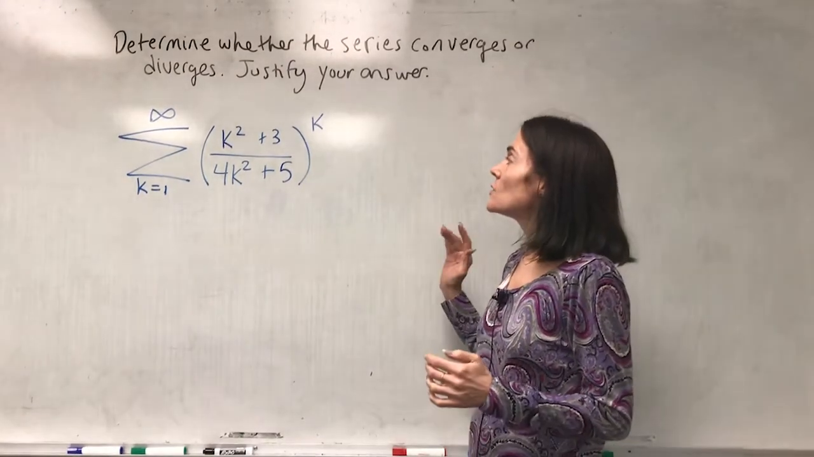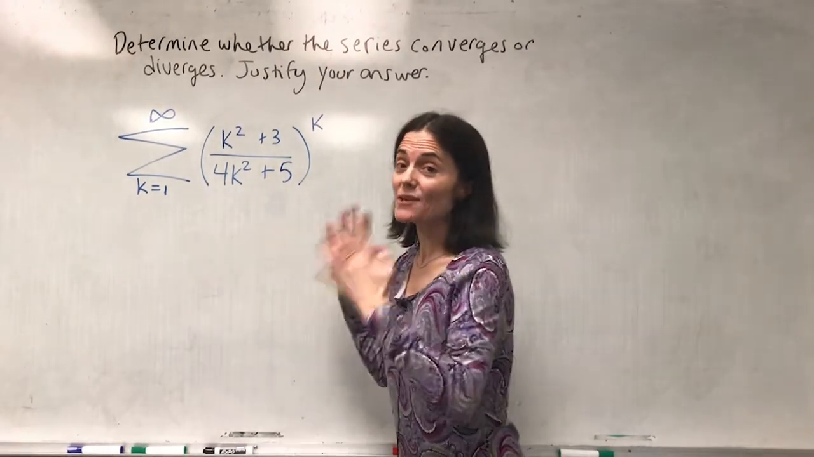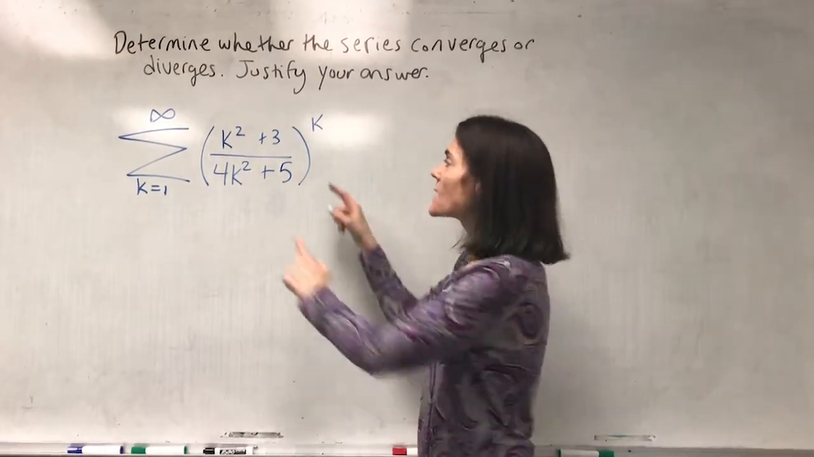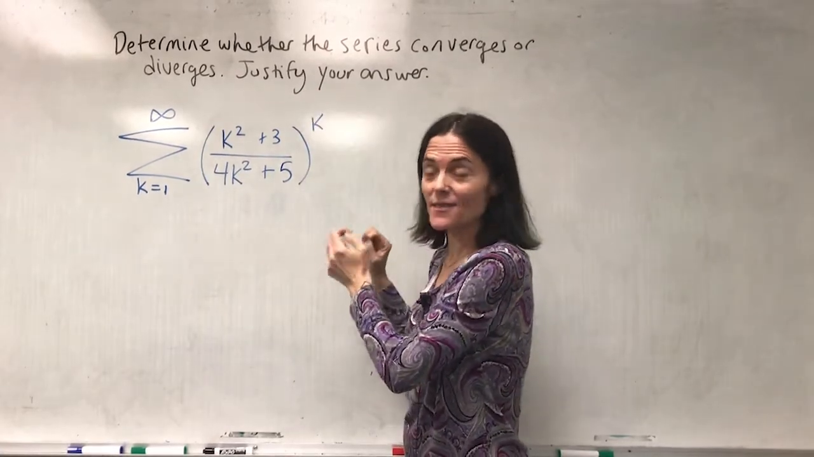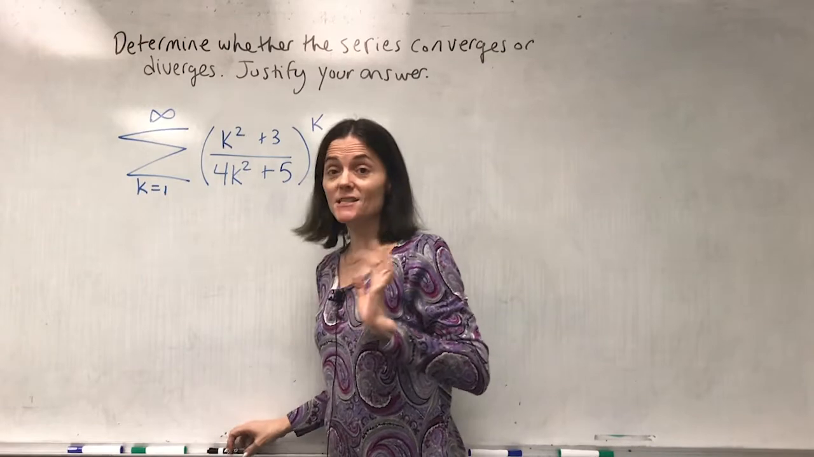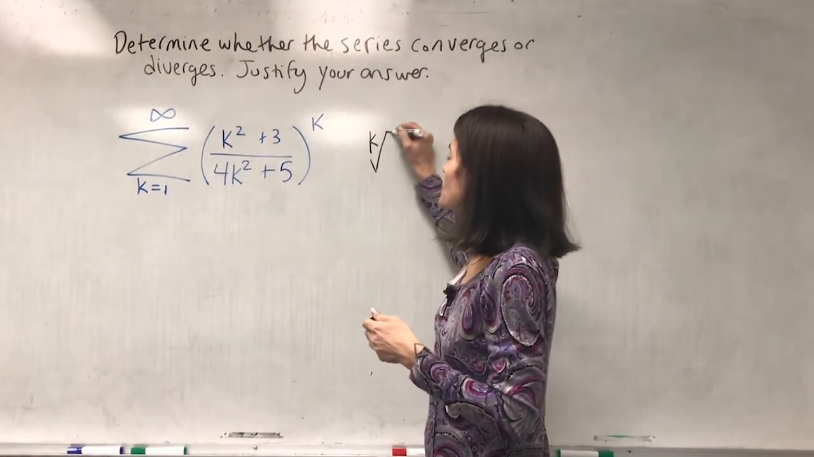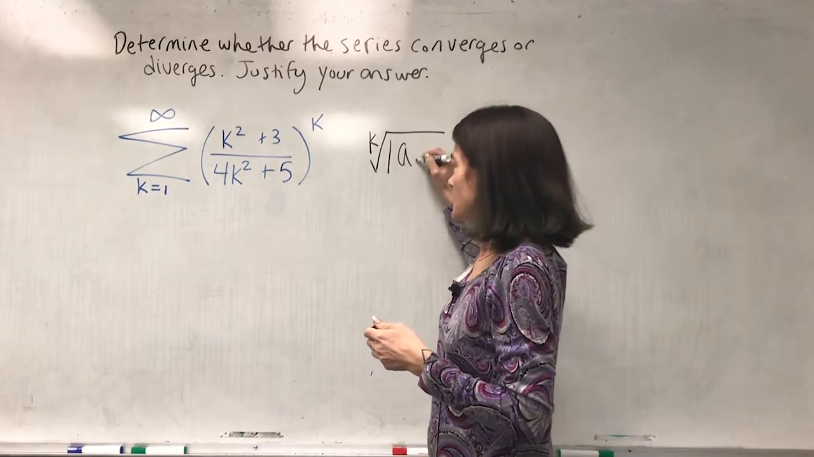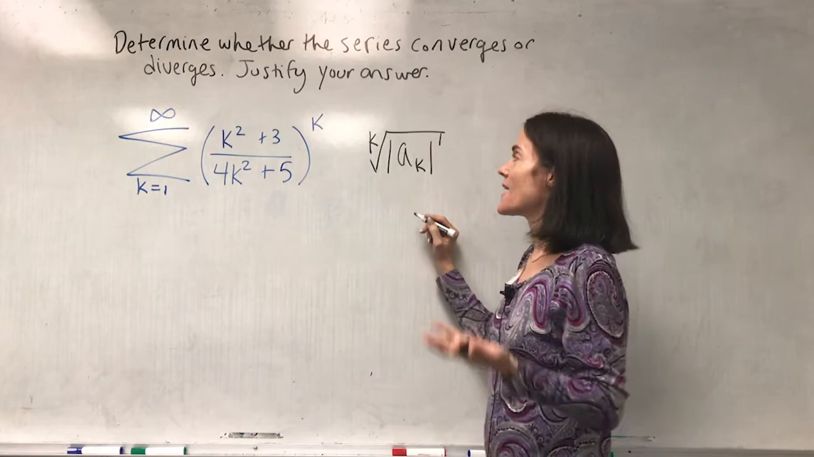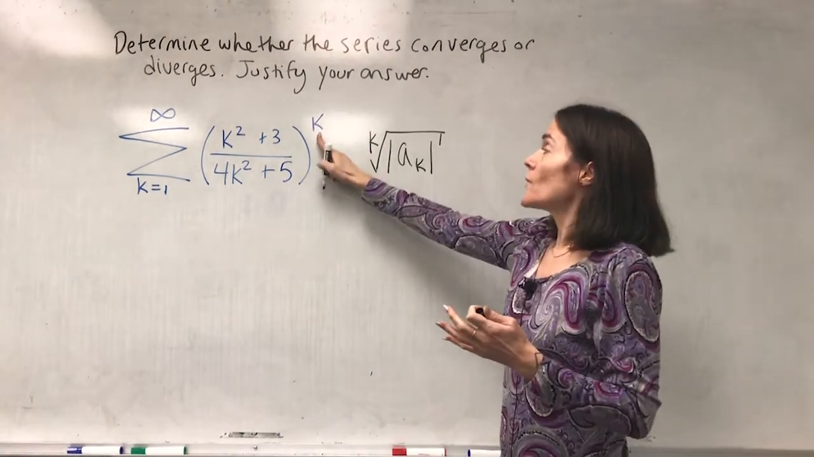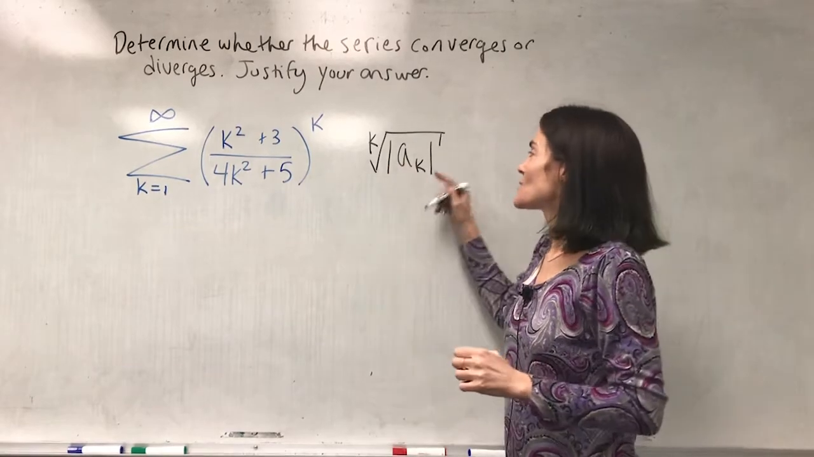Now, when I look at this, it's shouting at me, root test. And why is that? Well, I see something all raised to the k as my kth term. And this suggests the root test, because in the root test, what I need to calculate first of all is this, and simplify the kth root of the absolute value of ak. Well, we will see when you have something all to the k, that makes this quite nice.